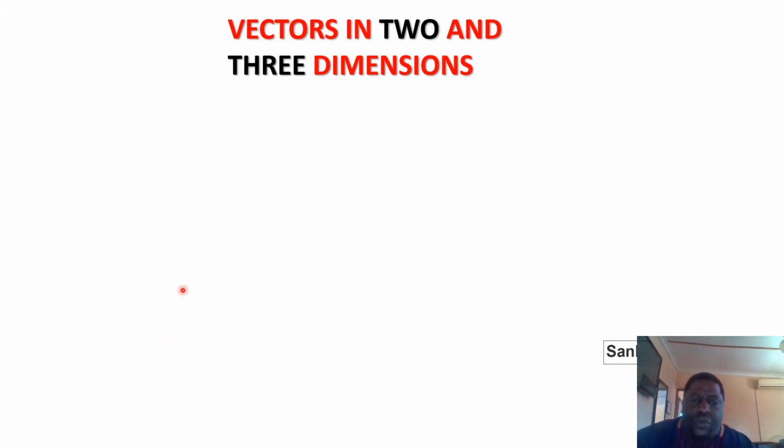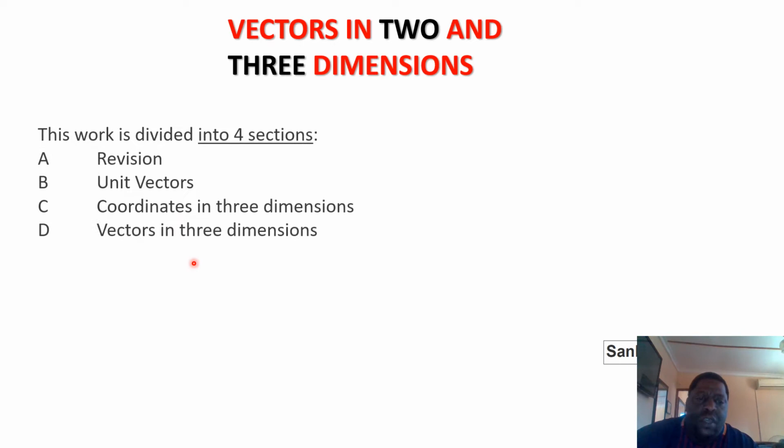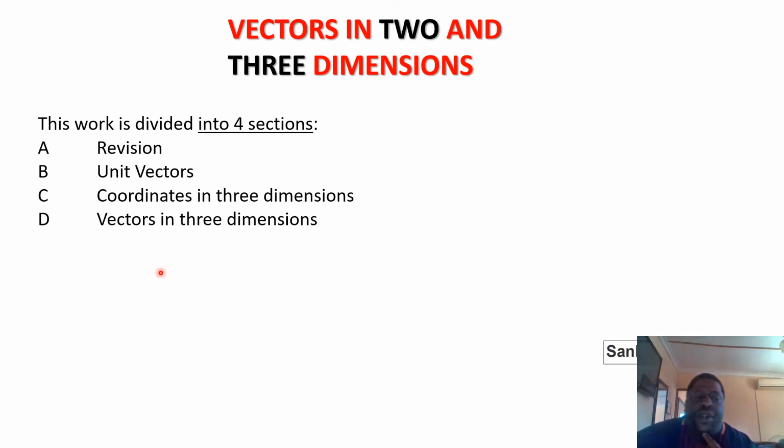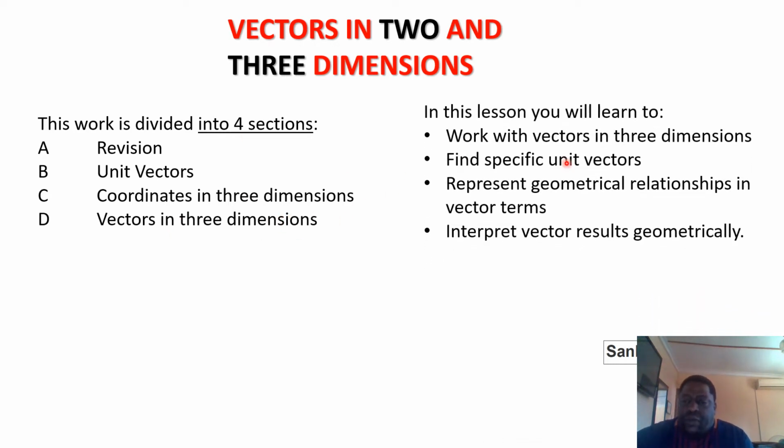All right. So there is quite a number of things. So you need to do a quick revision maybe on unit vectors, coordinates in 3 dimensions, and vectors in 3 dimensions. We're going to look at that. And then also, in this particular one, we're going to work with those three-dimensional vectors. We're going to find specific unit vectors. We're going to represent the stuff geometrically, the relationship in terms of vectors. And then we're going to interpret such vectors.